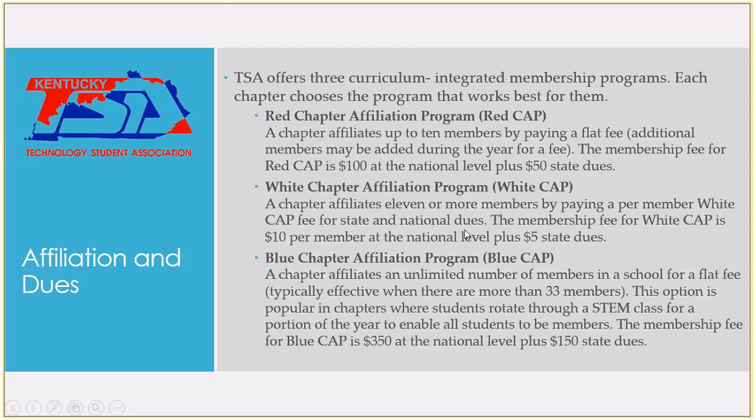White cap kicks in once you have 11 or more, so then you're paying $15 per kid. $10 of that goes to the national office to help pay for the national conference. $5 of that comes to us at the state level to help pay for state conference. And then blue cap is what a lot of our schools are heading towards. Once you get up to more than 33 members, you pay a flat rate of $500, so $350 goes to the national level, $150 goes to the state level. And then you could register your entire school.